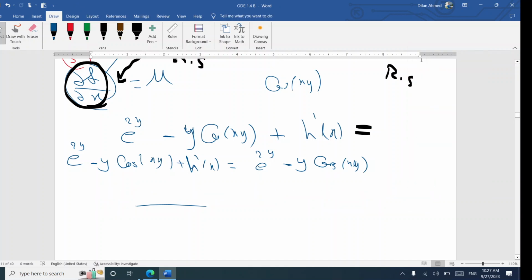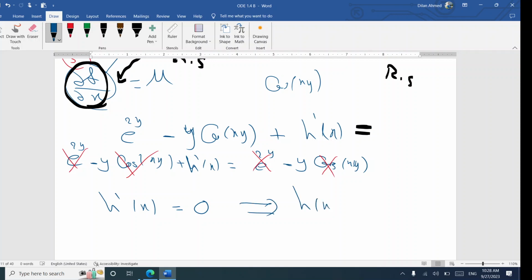Any question? Okay, now that one will eliminate that one. That one will eliminate that one. So it means that h prime is equal to what? To zero. So how about h? Because I want h, I'll get what? Constant.